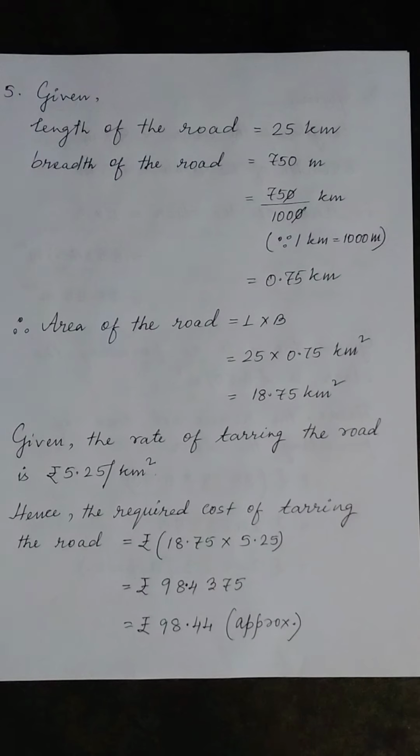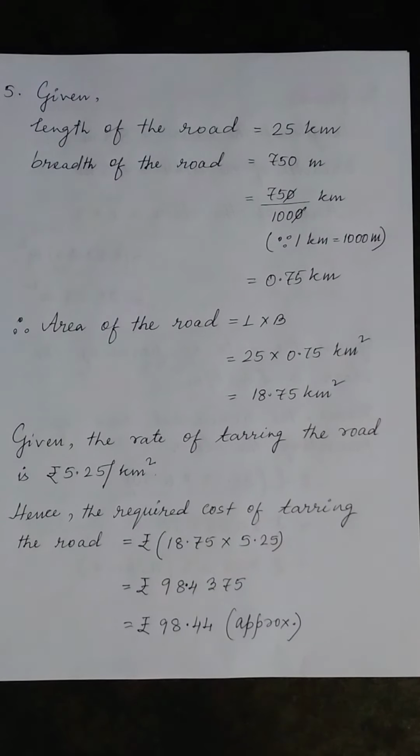Now, let us come to question number 5. Find the cost of tarring a road. Tarring means putting coal tar on the road. Have you seen? On the surface of the road, coal tar. Or nowadays, bitumen is put. Whatever. The length of the road is given as 25 kilometer and breadth is given as 750 meter, at the rate of rupees 5.25 per square kilometer.